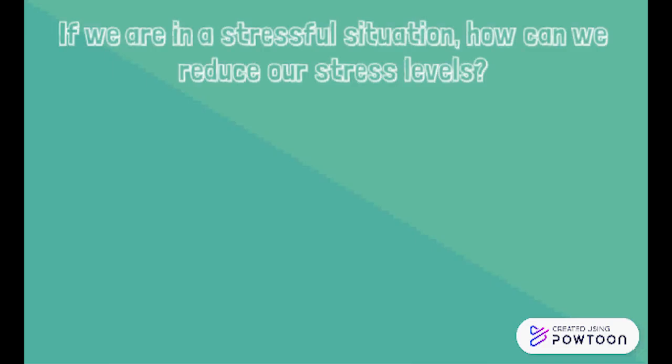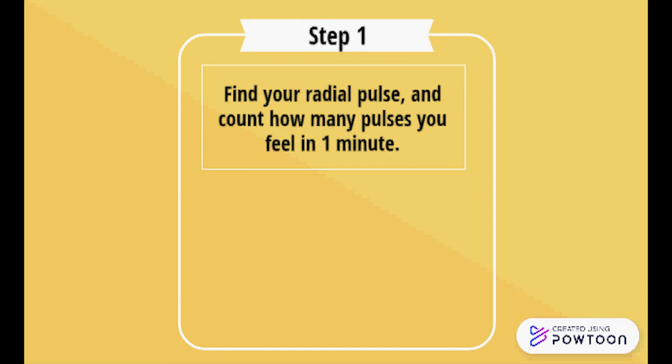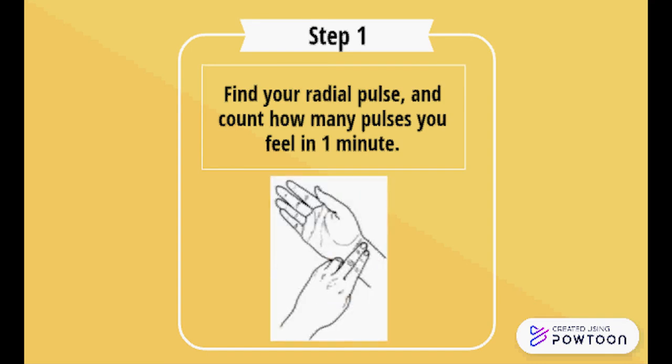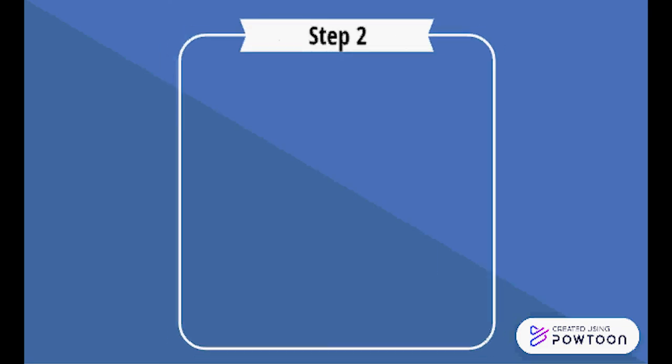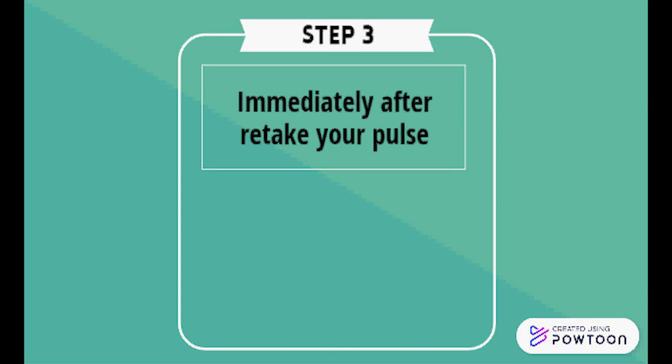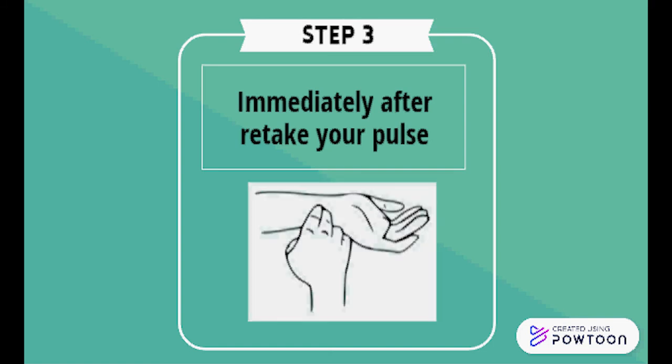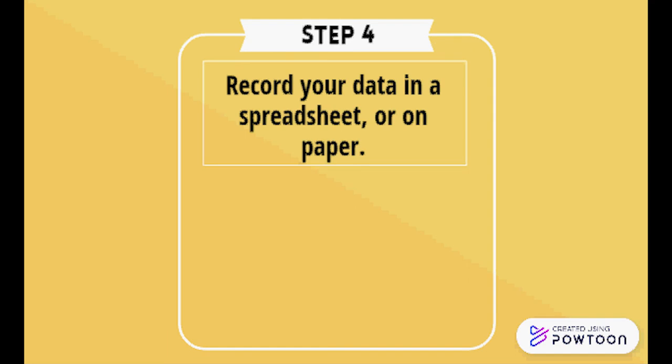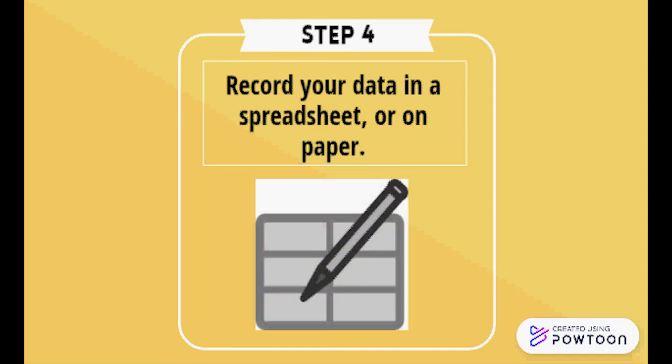So you may be wondering, if we are in a stressful situation, how can we reduce our stress levels? Well, glad you've asked. Step 1. Find your radial pulse and count how many pulses you feel in 1 minute. Make sure you are getting your resting pulse rate. Step 2. Listen to soothing sounds for 1 minute. Step 3. Immediately after listening to soothing sounds, retake your pulse. Step 4. Record your data in a spreadsheet or on a piece of paper.